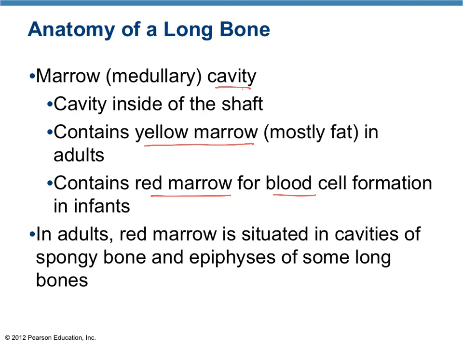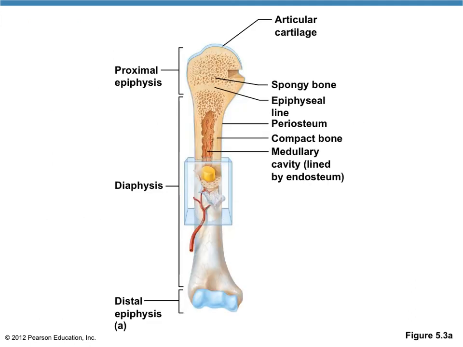In adults, the red marrow, where you make red blood cells, is situated in the cavities of spongy bone and in the epiphyses of some of your long bones. So the site of blood cell formation changes a little bit as you grow older, but it always occurs in red marrow, and the red marrow is no longer present in the diaphysis of adult long bones. Here you can see the medullary cavity, so that's this area. The yellow represents the fat that is stored there, and hematopoiesis, or red blood cell formation, occurs in the spongy parts of the bone.